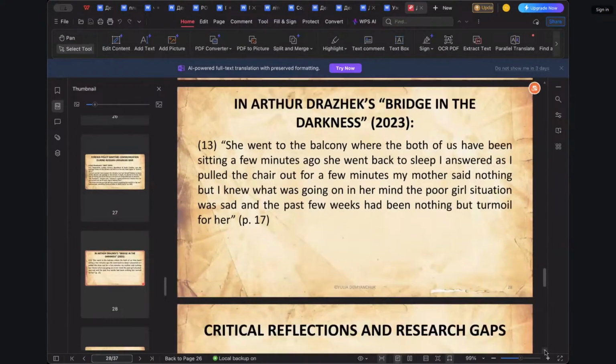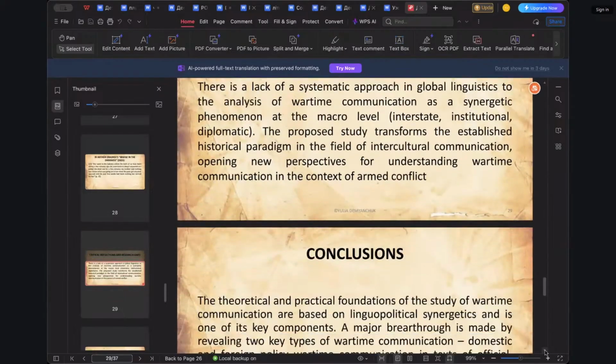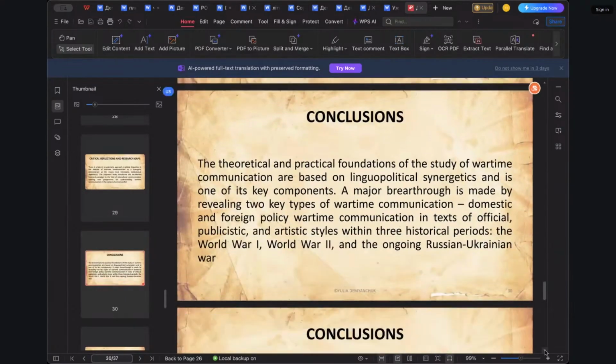And what about conclusions? One minute. It is important to talk about theoretical and practical foundations of the study of wartime communication that is based on linguopolitical synergetics. And this is a new branch that I proposed in my doctoral thesis.